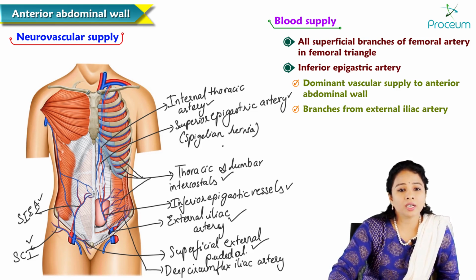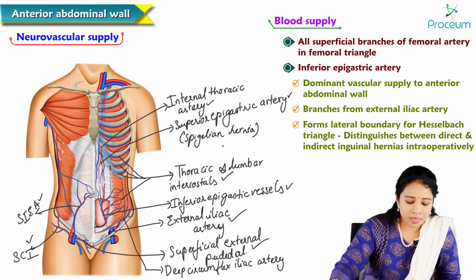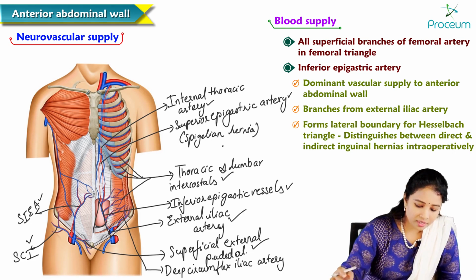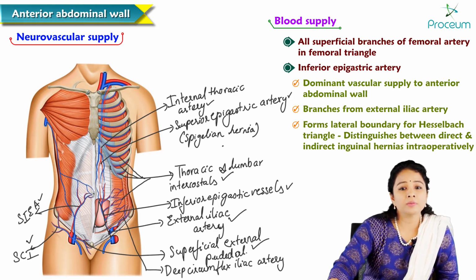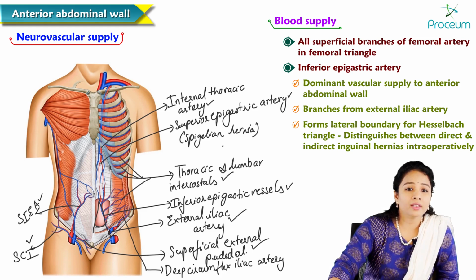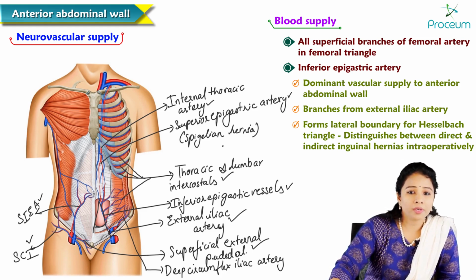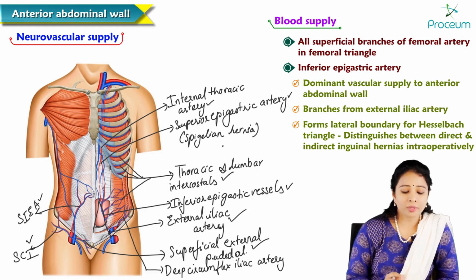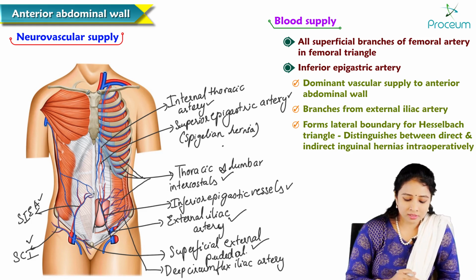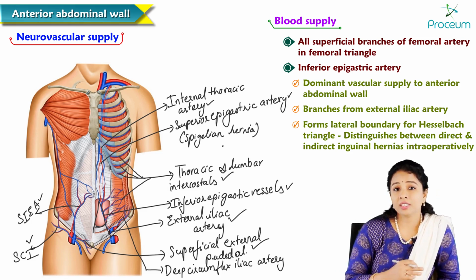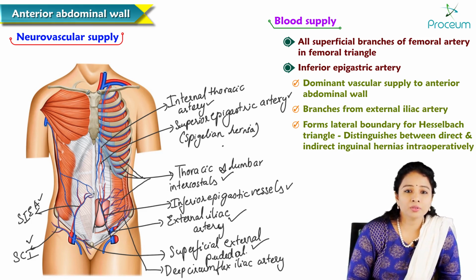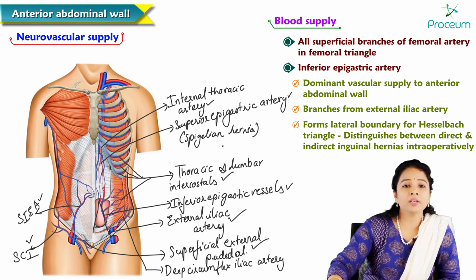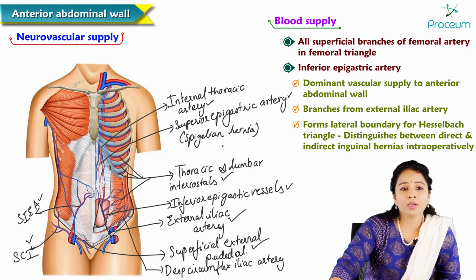So inferior epigastric artery forms the lateral boundary of Hesselbach's triangle, which helps to distinguish between the direct and indirect inguinal hernia intraoperatively. So if it is indirect hernia, the hernial protrusion will be lateral to the inferior epigastric vessels. If it is a direct hernia, it lies medial to the inferior epigastric vessels. So that's how the surgeons will determine whether it is direct or indirect inguinal hernia.